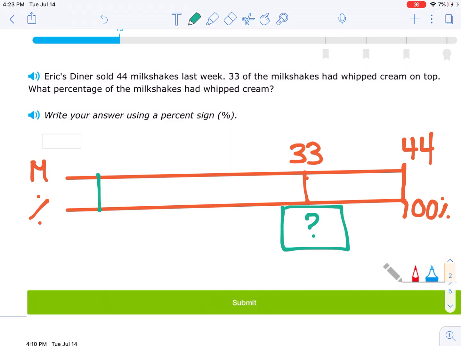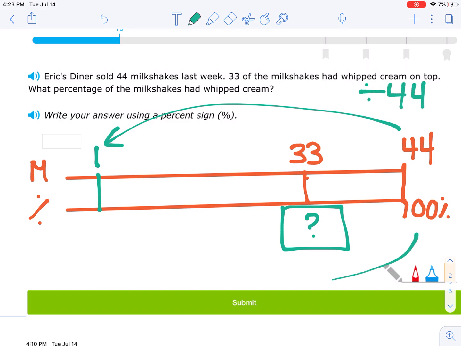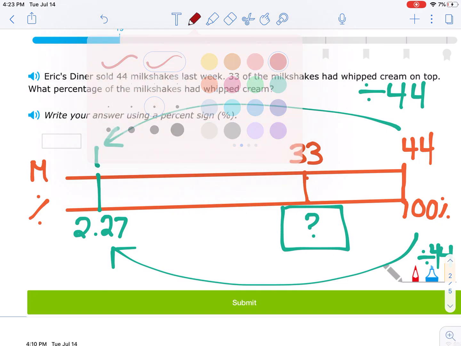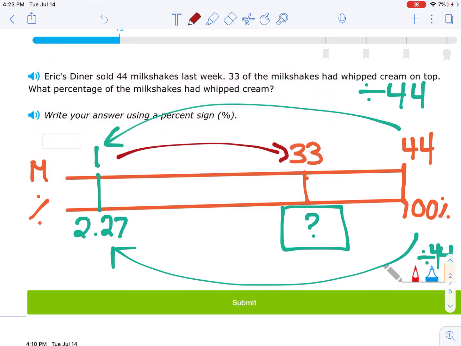So I'm going to figure out, what percent is one milkshake? So I always start 44 to 1. I'm just dividing by 44. And then for 100, I'm going to divide that by 44 as well. Sorry, I know that's hard to see. So in my calculator, I do 100 divided by 44. Again, I get a long decimal. I'm going to round it on my sheet, but I'm not going to clear it or round it in the calculator. Then I have to ask myself, how do I go from 1 to 33?